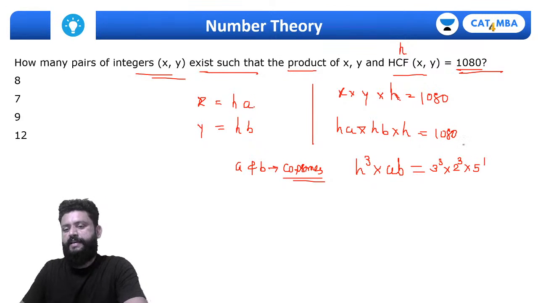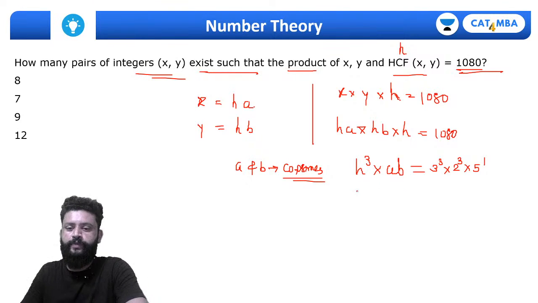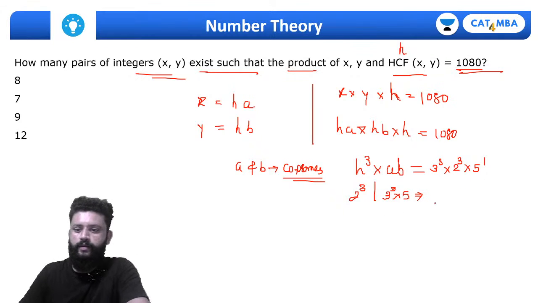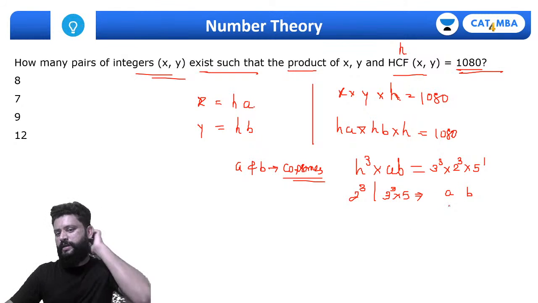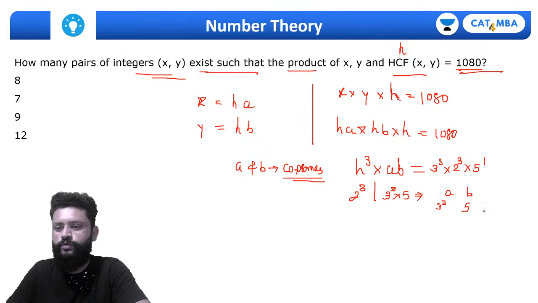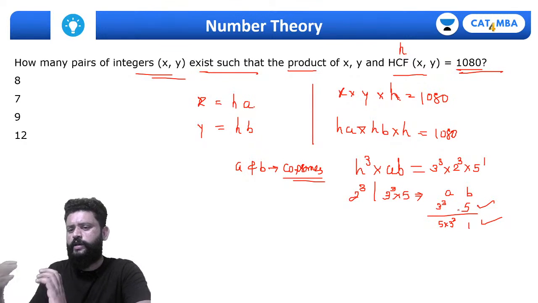ओके, सो अभी हमें पता है ऐसे भी हो सकता है कि H cube का वैल्यू इसमें से कोई है, 2 cube हो सकता है, 3 cube हो सकता है. सो 2 cube के साथ I can get A into B as 3 cube into 5, और इसमें कितने पेयर्स बनेंगे? A and B co-prime होने चाहिए. How many pairs are possible? One pair is 3 cube A and B as 5, and second pair is, इसमें से कोई 5 into 3 cube एक ही नंबर है and B is 1. So how many pairs are possible? 2. Right Krishna?